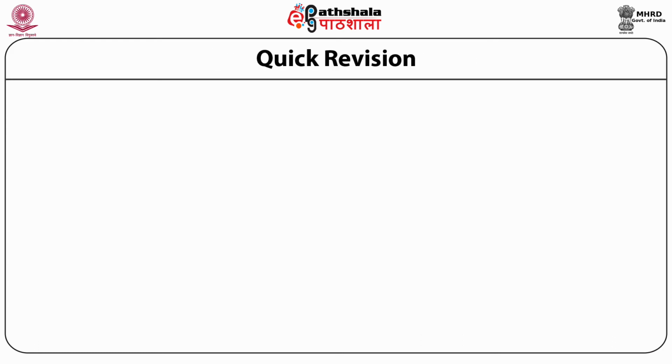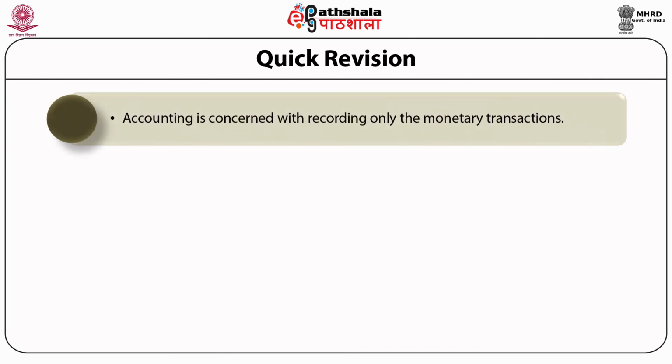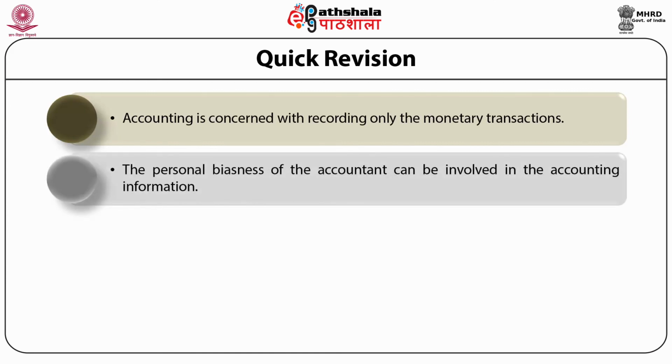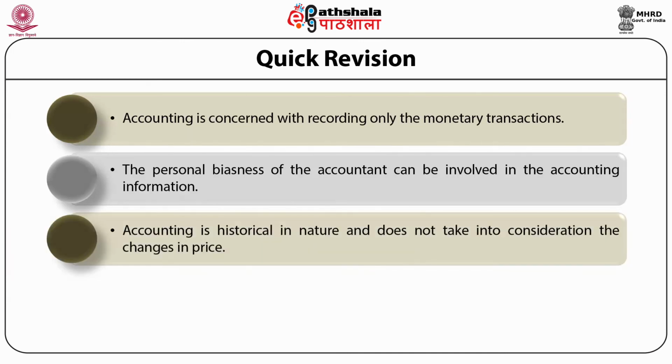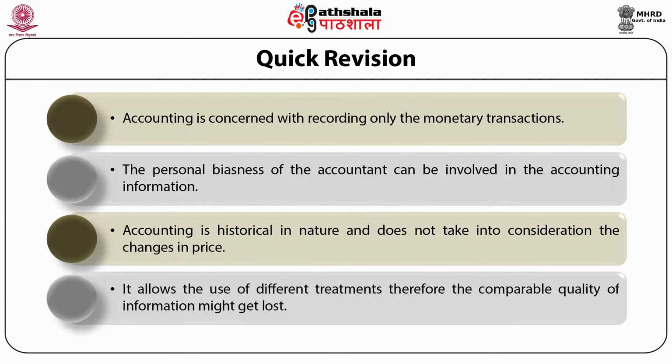Quick revision. Accounting is concerned with recording only the monetary transactions. The personal biasness of the accountant can be involved in the accounting information. Accounting is historical in nature and does not take into consideration the changes in price. It allows the use of different treatments. Therefore, the comparable quality of information might get lost.